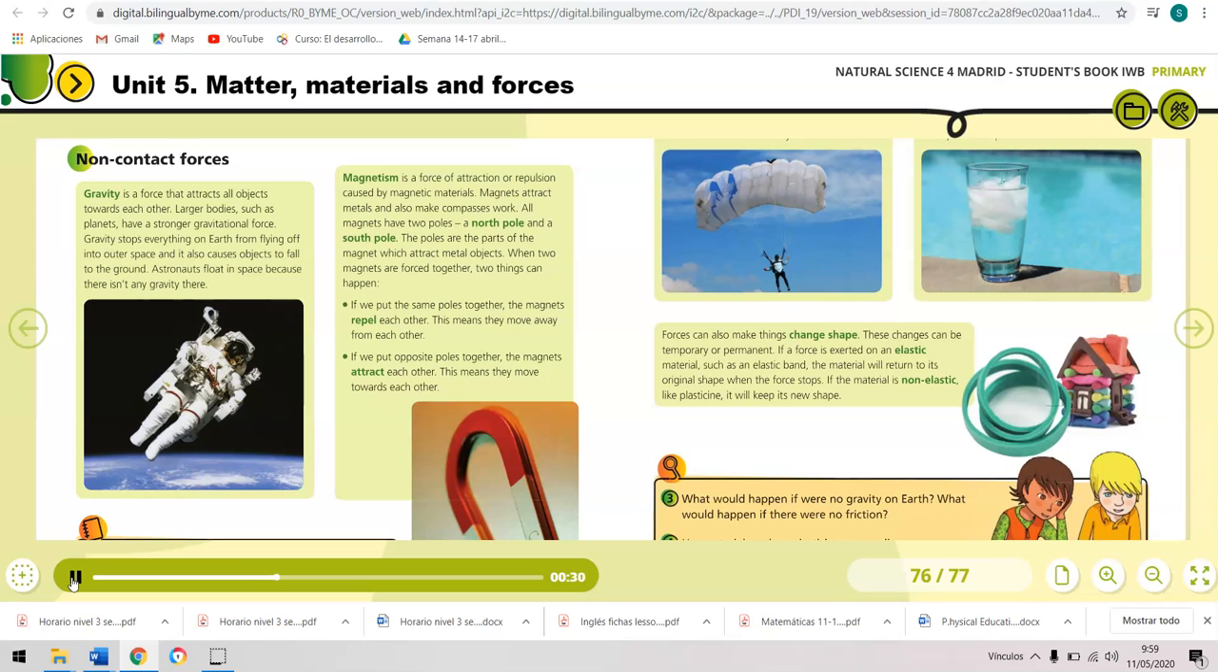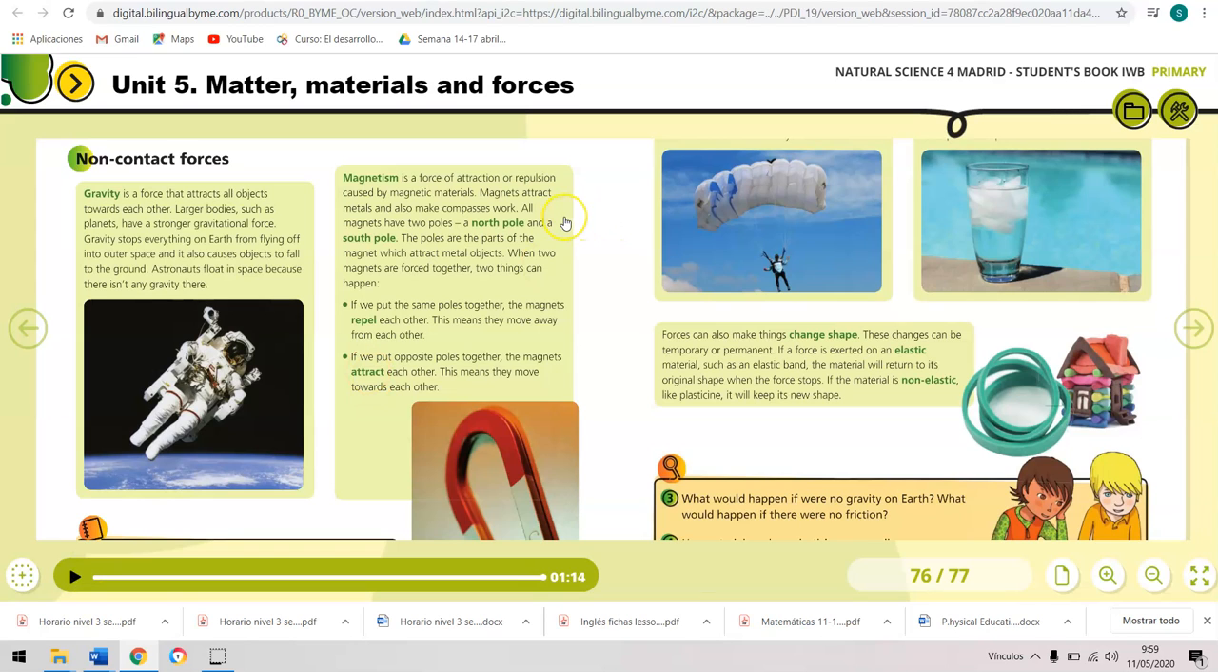Magnetism is a force of attraction or repulsion caused by magnetic materials. Magnets attract metals and also make compasses work. All magnets have two poles, a north pole and a south pole. The poles are the parts of the magnet which attract metal objects. When two magnets are forced together, two things can happen. If we put the same poles together, the magnets repel each other. This means they move away from each other. If we put opposite poles together, the magnets attract each other. This means they move towards each other.